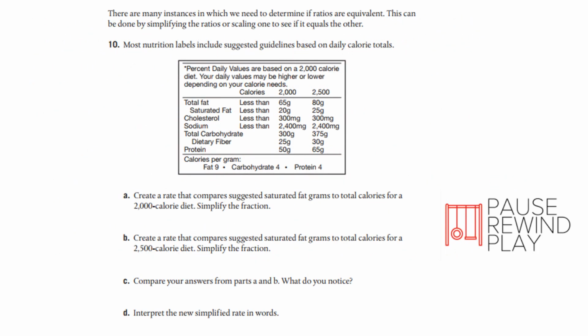There are instances when we need to determine if the ratios are equivalent. This can be done by simplifying the ratios or scaling one to see if it equals the other. And here is a nutrition label that includes suggested guidelines. So you just create a rate that compares the suggested saturated fat grams to total calories for a 2,000 calorie diet. Simplify the fraction. You do the same thing for a 2,500 calorie diet. Simplify the fractions. Compare the two and notice if in fact we have a proportional relationship, and if it grows in proportion with the size. Please pause the video and we'll see how you do.